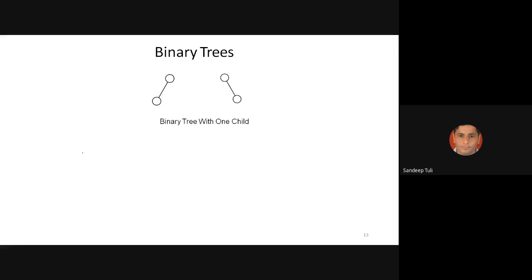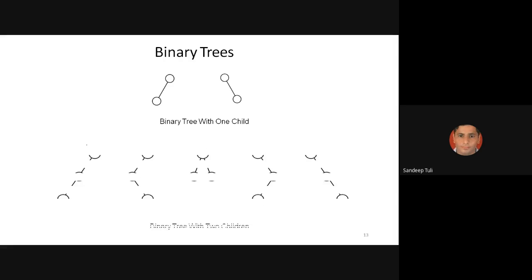Now tell me, is this a binary tree? The diagrams you are able to see on your screen, is this a binary tree? Yes, sir, it is a binary tree. How many nodes are there in this? Overall, two nodes are there.